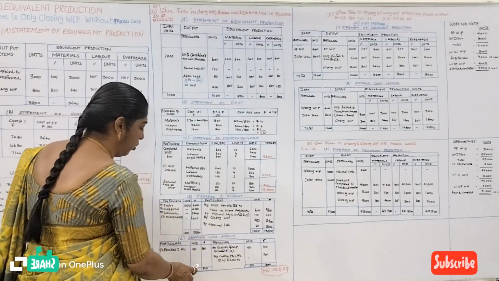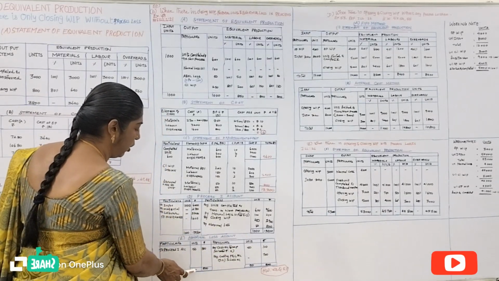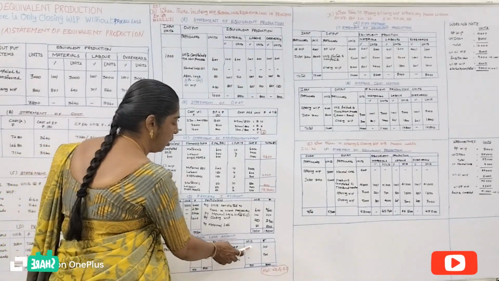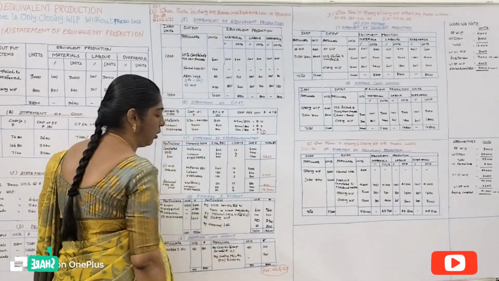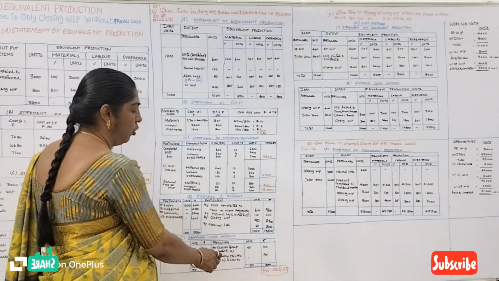Okay, let's find out the total. On the debtor side you have 50 units and 800 rupees. On the creditor side you have 50 units and 800 rupees. Okay, 800 rupees.